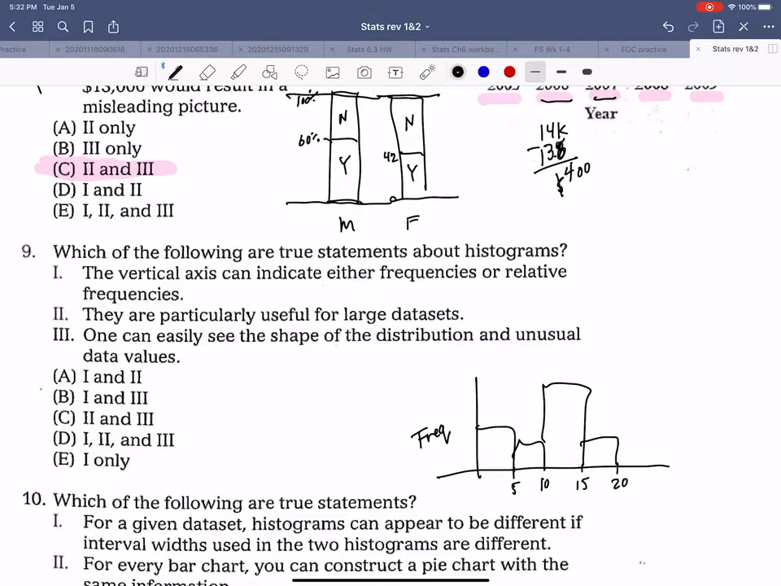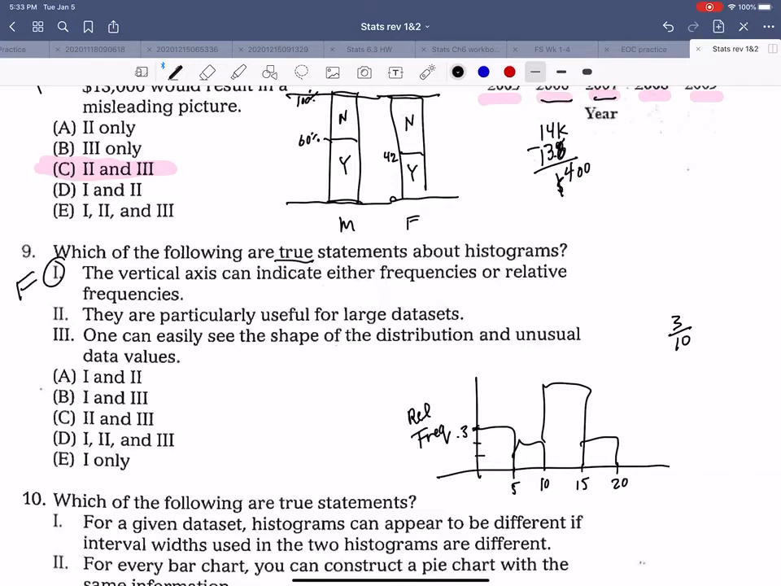Now it says the vertical axis can indicate the frequency or relative frequency, and that's absolutely true. So this could mean maybe this was 3 people, 1, 2, 3, or if I talk to 10 people, I could list this as 0.3, 3 out of 10. So I went from a frequency of 3 to a relative frequency of 0.3, and that's totally okay. So that's going to be true.